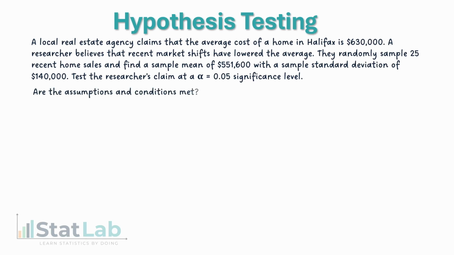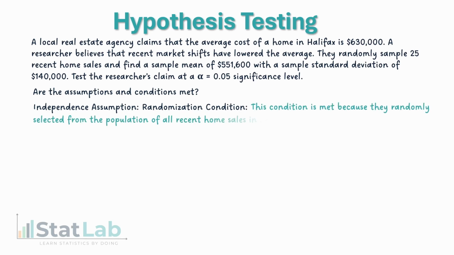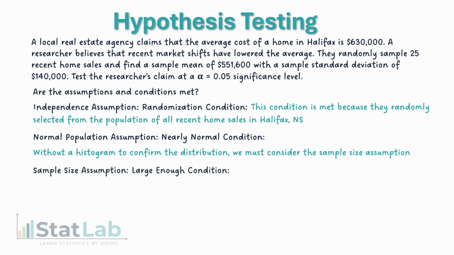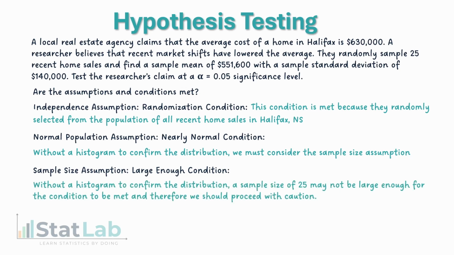First of all, of course, are our assumptions and conditions met? So when we check our independence assumption, randomization condition, of course, they said that it was randomly selected, so this condition is met. Our normal population assumption, nearly normal condition. We don't have a histogram, and they haven't told us anything about this distribution, so we must refer to our sample size assumption. And then when we do our sample size assumption, we have a sample size of 25. So without knowing if there's any kind of outliers or how skewed this might be, we have to use that special sentence where we say without a histogram to confirm the distribution, a sample size of 25 may not be large enough for the condition to be met, and therefore we should proceed with caution.